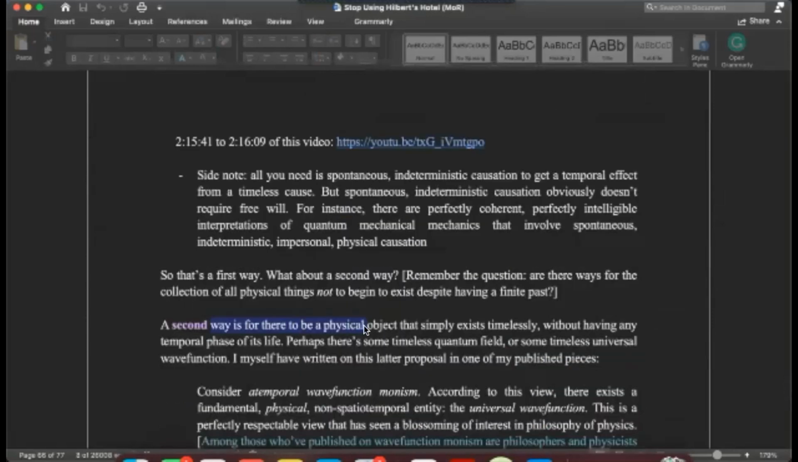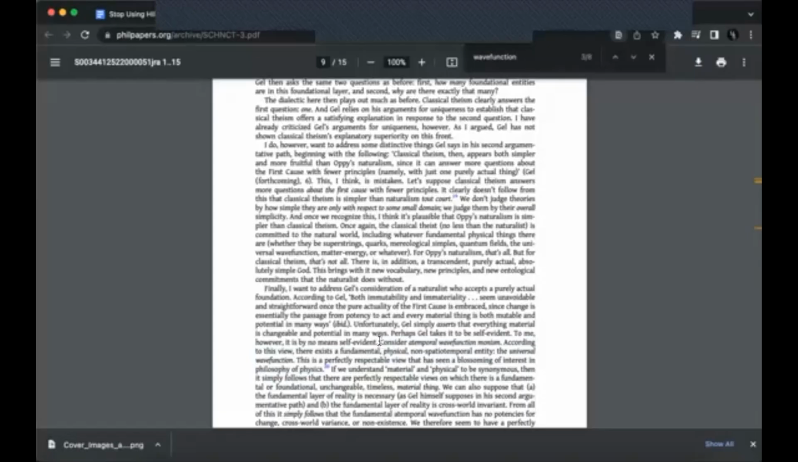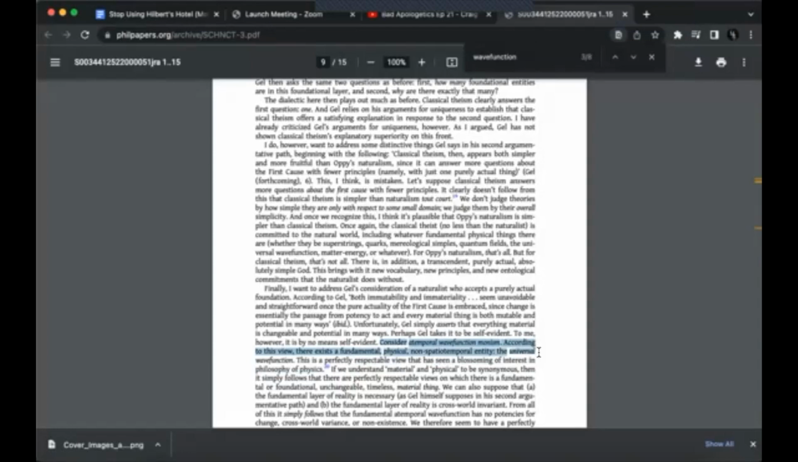Well, a second way is for there to be a physical object that simply exists timelessly without having any temporal phases of its life. Perhaps there's some timeless quantum field or some timeless universal wave function. In fact, I myself have written on this latter proposal in one of my published pieces. I write, consider atemporal wave function monism. According to this view, there exists a fundamental physical non-spatiotemporal entity, the universal wave function. This is a perfectly respectable view that has seen a blossoming of interest in the philosophy of physics.